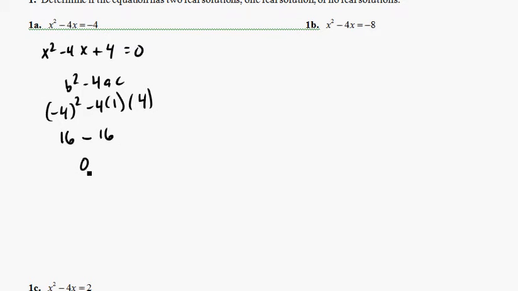So, since the discriminant is equal to 0, there is exactly one real solution to this equation.